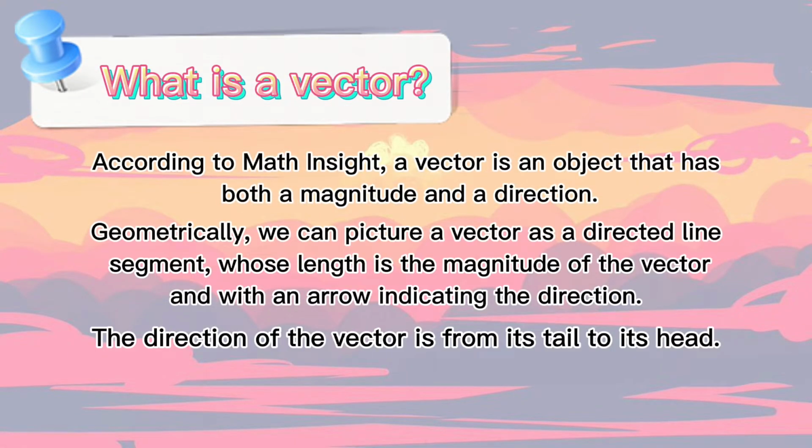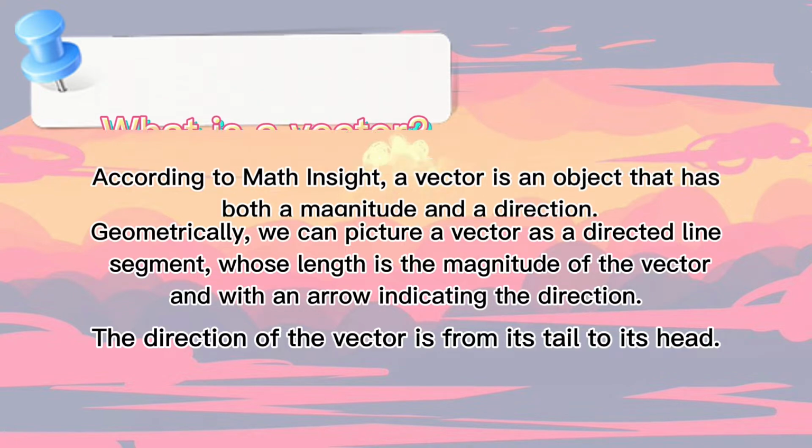According to Math Insight, a vector is an object that has both a magnitude and a direction. Geometrically, we can picture a vector as a directed line segment whose length is the magnitude of the vector, with an arrow indicating the direction. The direction of the vector is from its tail to its head. And now, we already know what is the meaning of vectors.